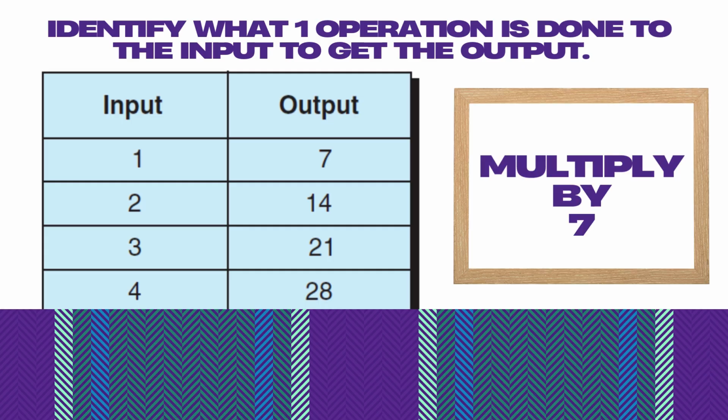Okay, ready for the answer? The operation is to multiply by the number 7. If our input is 1, 1 times 7 will have an output of 7. 2 times 7 will give you an output of 14. And so on. If you had it, great job. Let's move on to the next question.